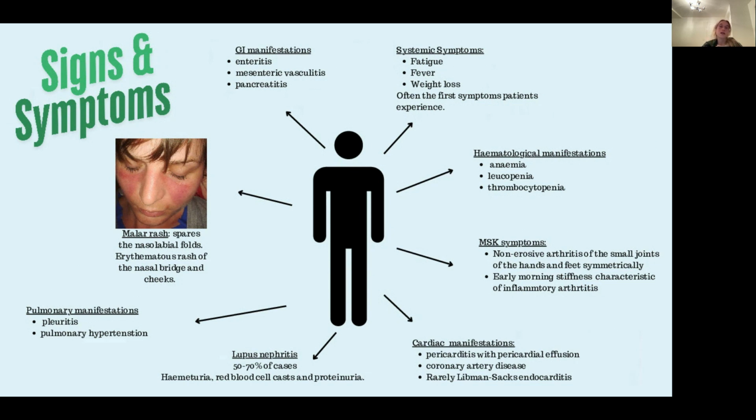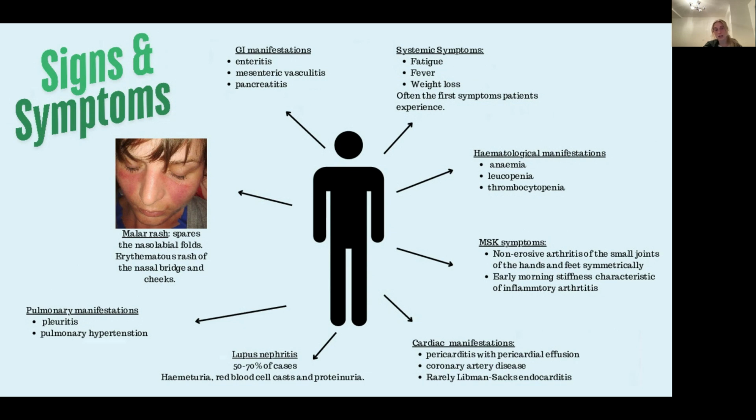You can get GI manifestations, so they might present with some mesenteric vasculitis or pancreatitis. You get the malar rash, which is sometimes described as the butterfly rash, where it's an erythematous rash which affects your nasal bridge and your cheeks, but it will not affect your nasolabial folds. You can get pulmonary manifestations, so the lungs, like pleuritis and pulmonary hypertension.